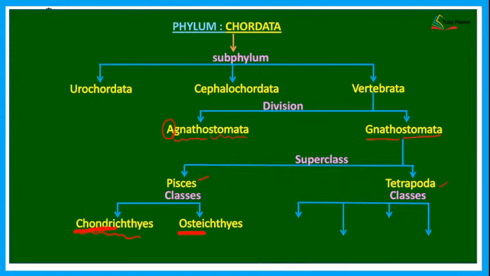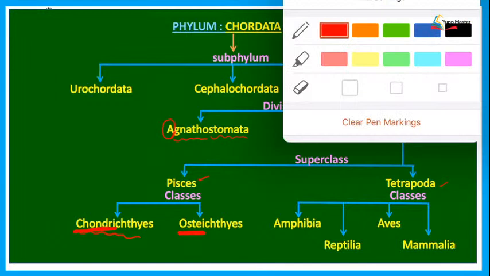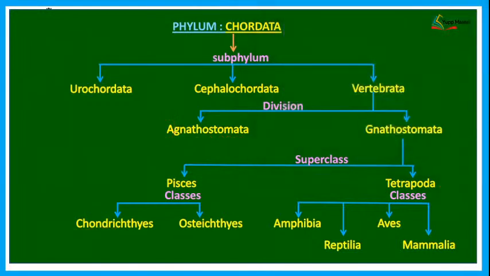Talking about the tetrapods, the four-legged animals, there would be amphibians, reptiles, birds, that is aves, and mammals. So children, what I'd like you to do is, just for your own reference, do take a screenshot of this page right now so you know what exactly is the bifurcation of phylum Chordata.